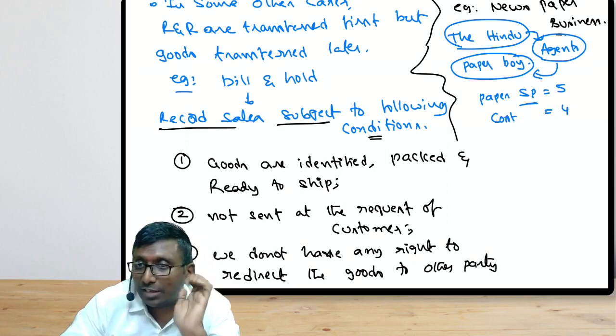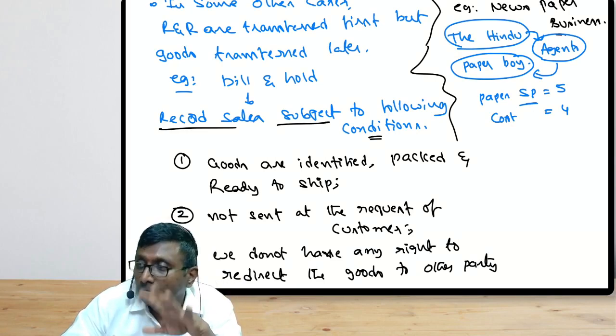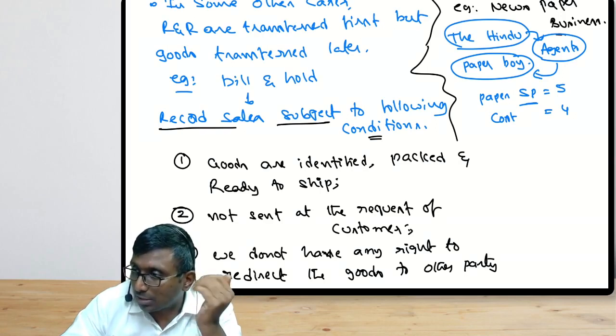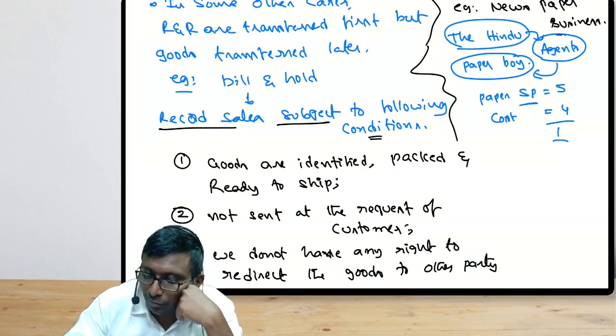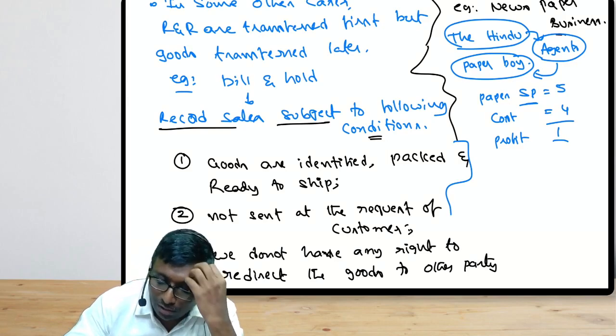Have you heard correctly? How much is the selling price? He sells it to people at 5. How much does he get it for? 4. He has to pay 4 rupees to the agent. So he will make 1 rupee as profit on sale of one paper. Understood? One basic question I am asking. Morning he took 100 papers. How many papers he took? 100 papers.